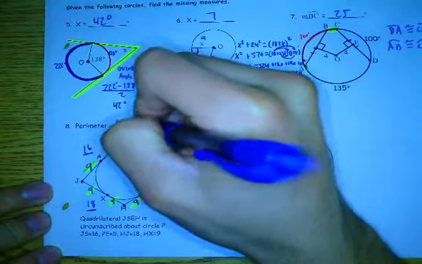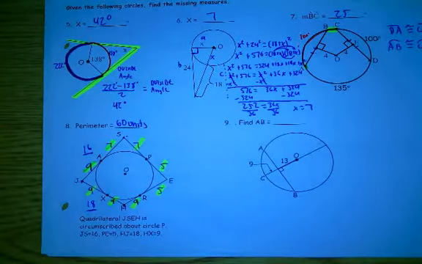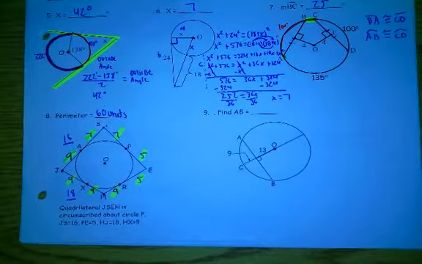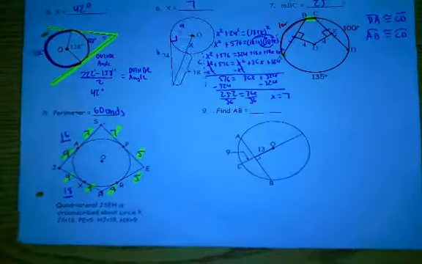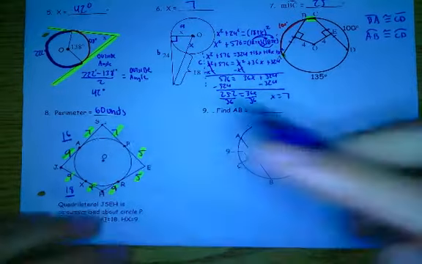Okay, number 9. It's asking us for AB. Well, what is AB? In this case, AB is from here to here, so it happens to be a chord. So I have to try to remember what I know about chords. Okay. Well, all I'm given is that I have a distance from the center to this point of 13, and from here to here is 9.